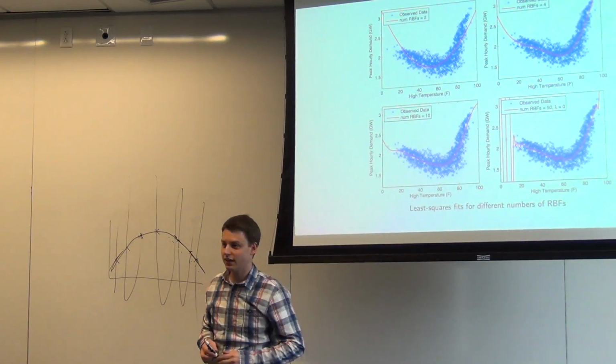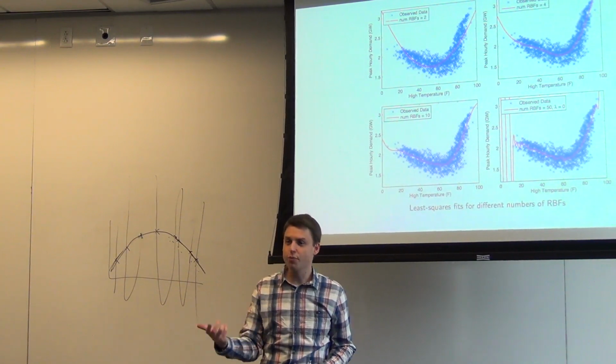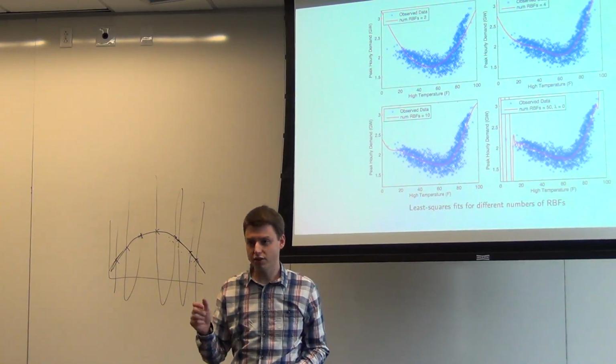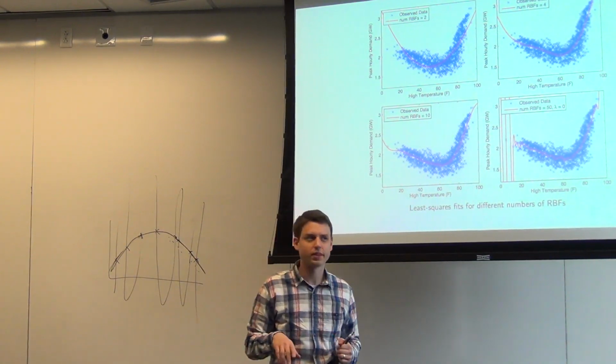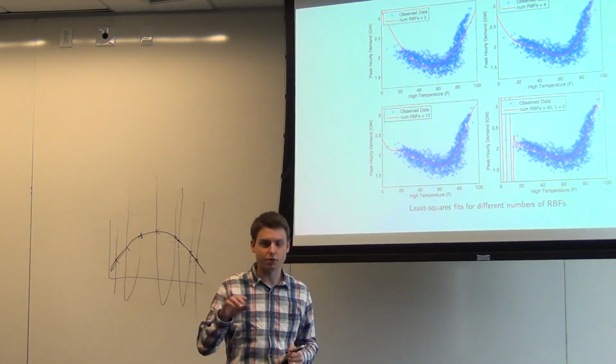RBFs actually can be kind of nice because they have the other parameter, which is a bandwidth parameter, which can help you also because that can help smooth things out as well. You might see that a little bit in the homework. We're not going to worry about that too much yet.